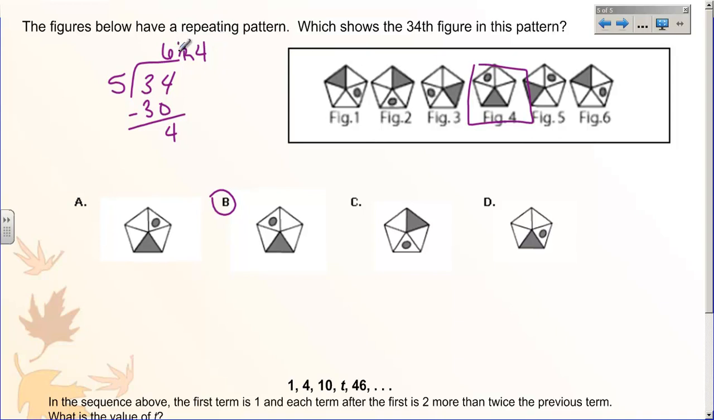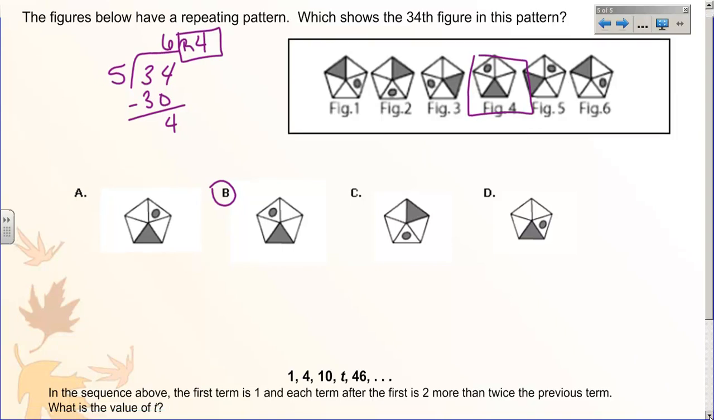This remainder of 4 tells you how many figures to go to figure out what the 34th one is going to be. And so it's 1, 2, 3, 4. It's that one right there. Okay? We'll do another one like this tomorrow, but I wanted you to see it. It's a very good question. It's a very big SAT kind of question.